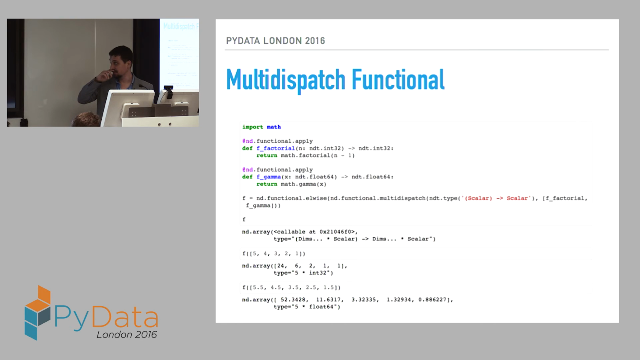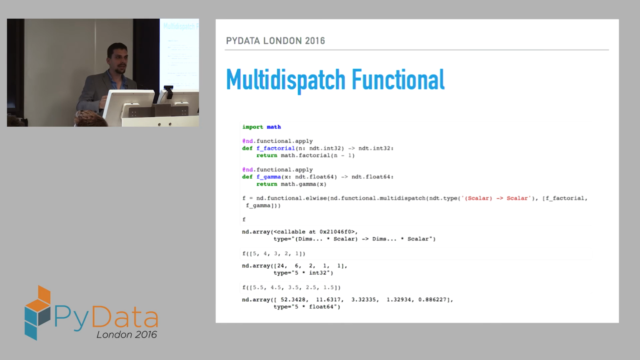So here I've thrown up a simple example where I've written a factorial function and a gamma function. The factorial is for integers, the gamma is for real numbers. I can then use DyND's functionals to stitch them together. So totally different behavior, but under the same abstraction. Once you've stitched them together, you don't have to think about it, you can just call it, and it'll branch depending on what's going on.